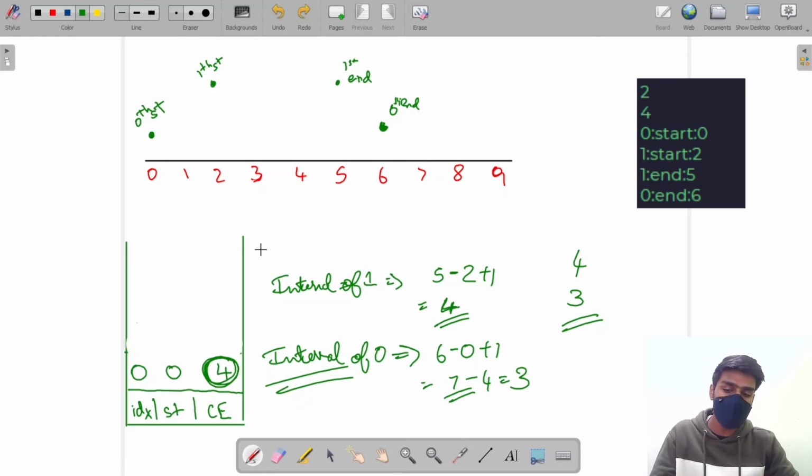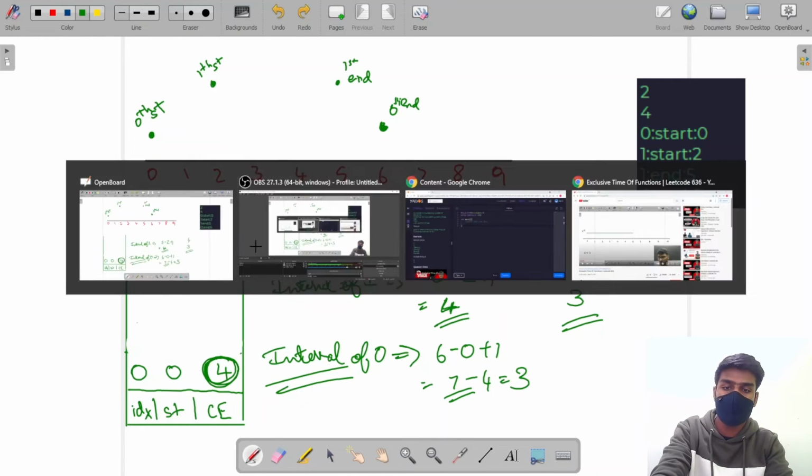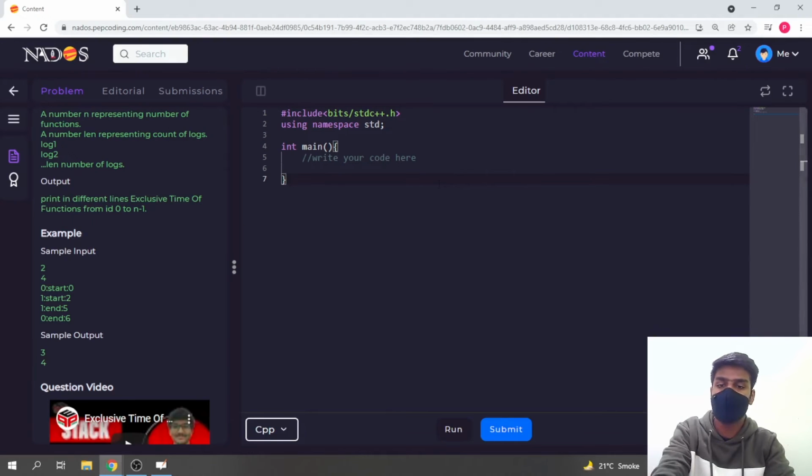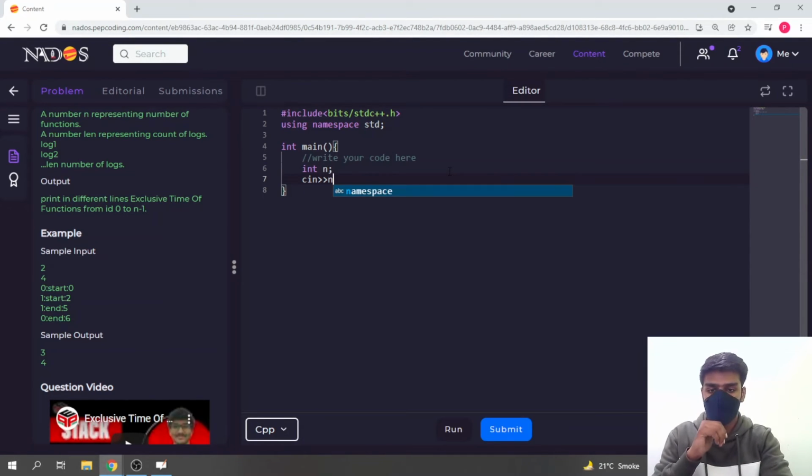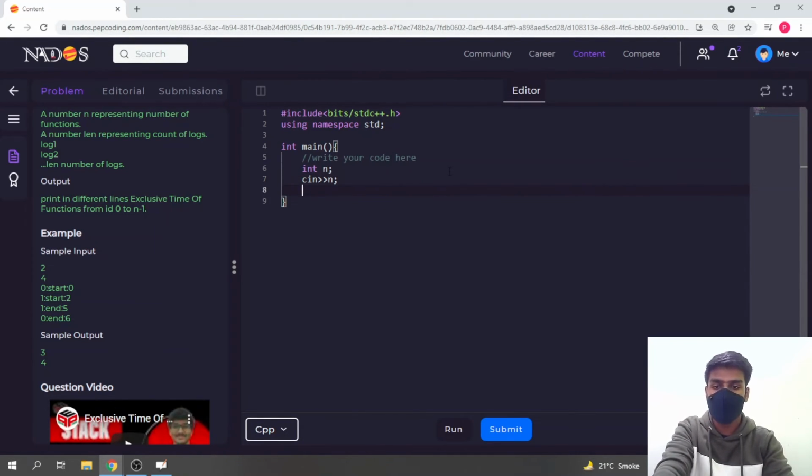Alright, so now we will get to the code. We will code it down. So we'll go to our Nado's website. What we have to do is first take the input integer n. Then I also have to take the length, so I will take length as input too.